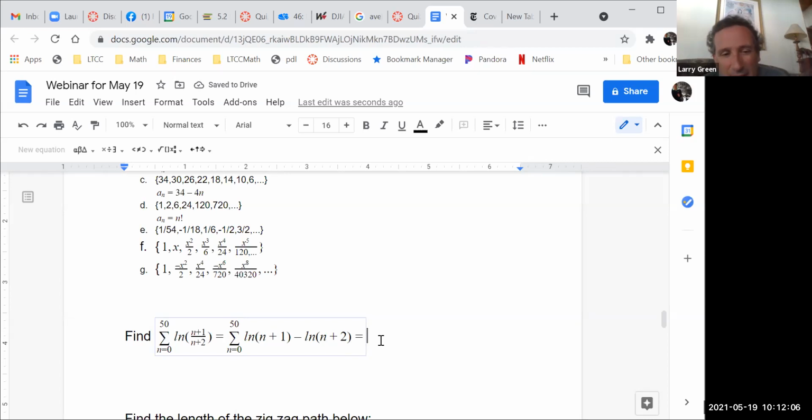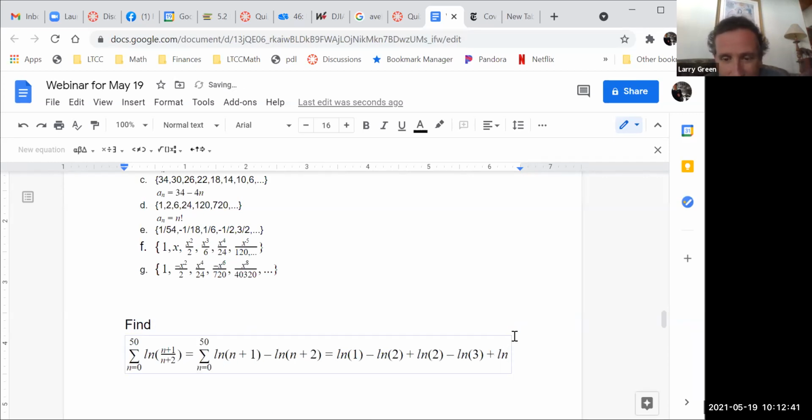Okay, let's write out the first few. Natural log of 1 minus natural log of 2. Ending with trig. No trig on this one. Good try, though. Okay, and then plus natural log of 2 minus natural log of 3. And then plus natural log of 3 minus natural log of 4.